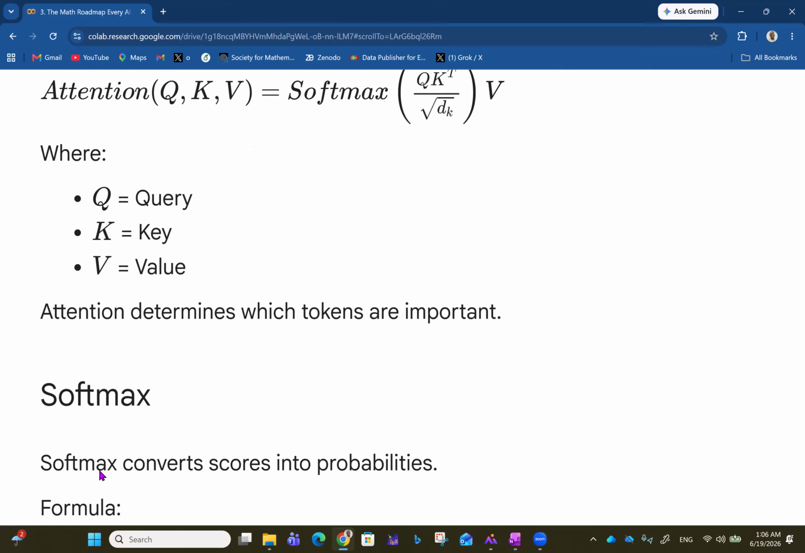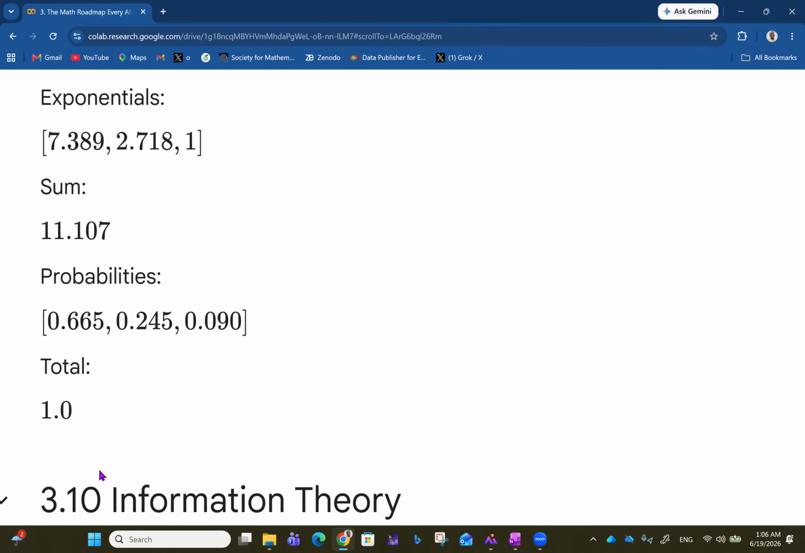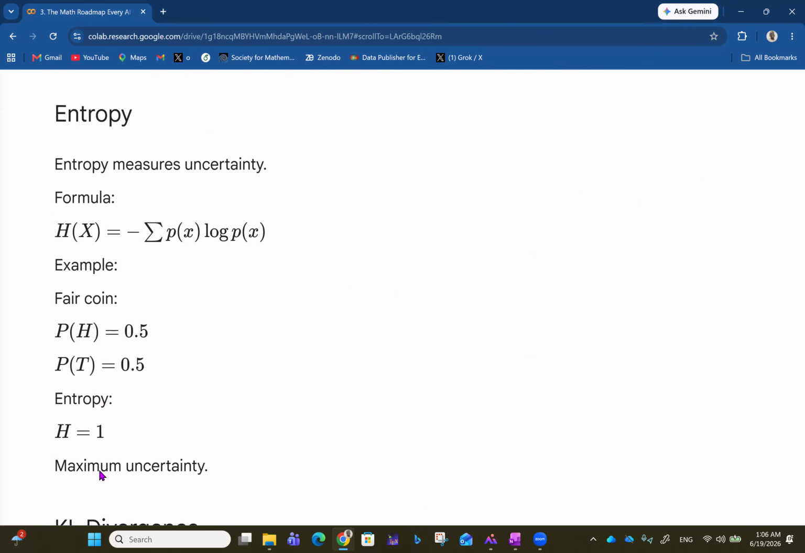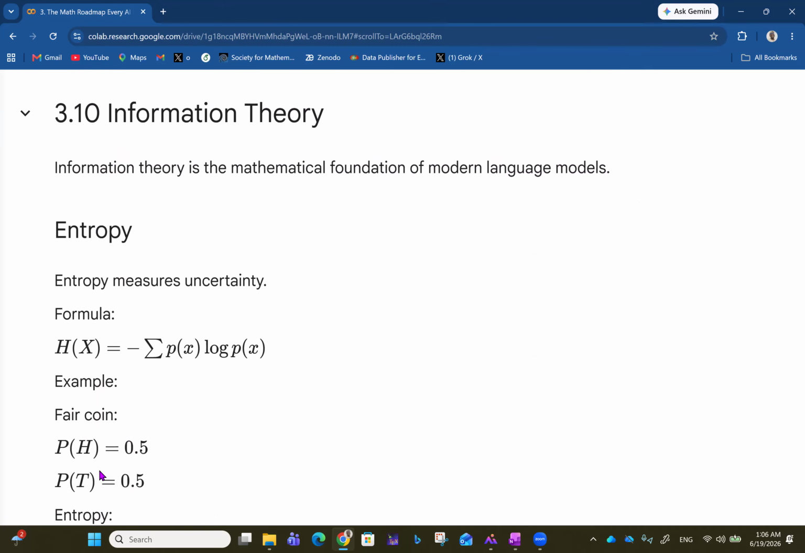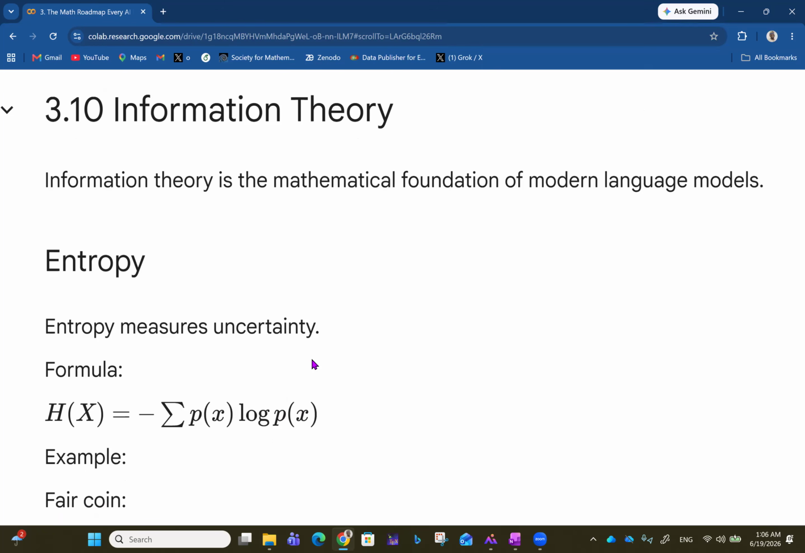Having looked at the mathematics of the transformer, we move on to talk about information theory, where I talked about the Shannon index, the Shannon number, the other time. I think it can be called Shannon index too. Information theory is the mathematical foundation of modern language models. And then we have the idea of entropy. Entropy measures uncertainty. There's an idea of entropy in physics and chemistry, where you talk about the entropy of a system, maybe a gas or something. It measures its degree of disorderliness. In the case of information theory, it measures uncertainty.